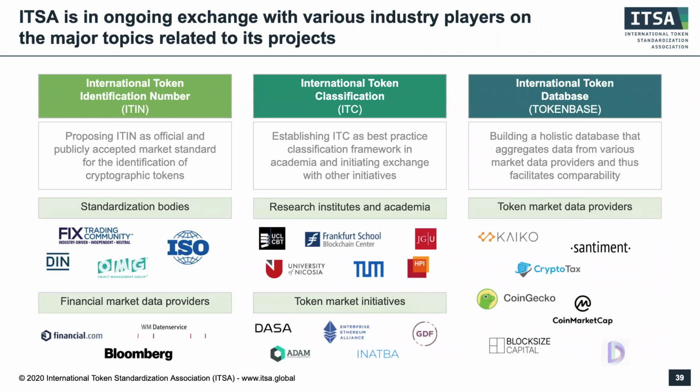So who are we? The ITSA is an international token standardization association sitting in Berlin, and from what we are doing, we aim to identify tokens with the so-called ITIN number. That's an international token identification number. Then we are also classifying tokens. We have classified so far 600, 700 crypto assets according to 4 various dimensions, which allows them to do analytics with them.